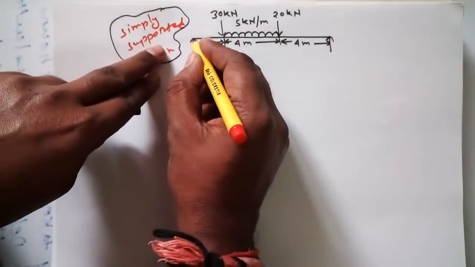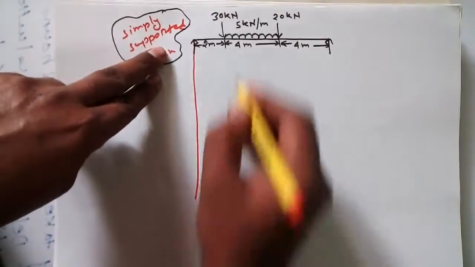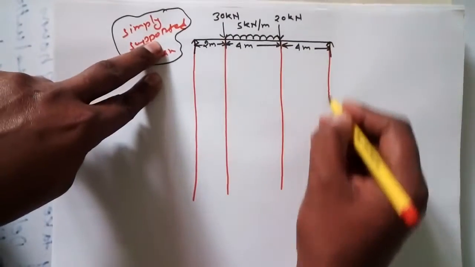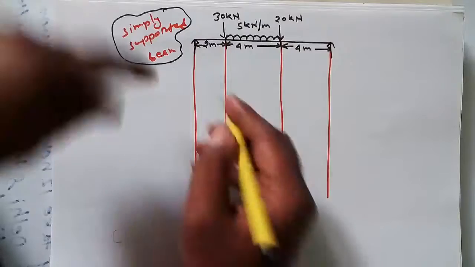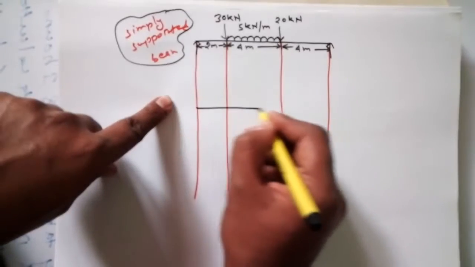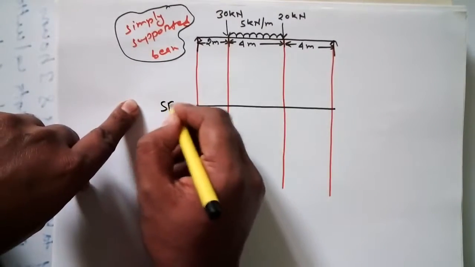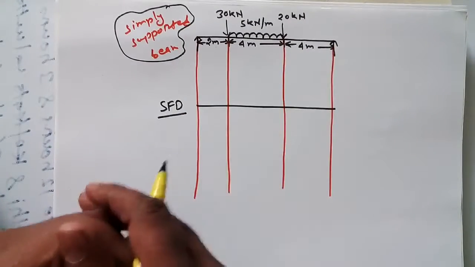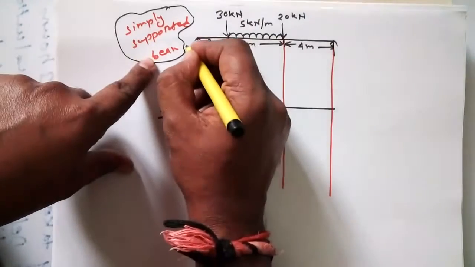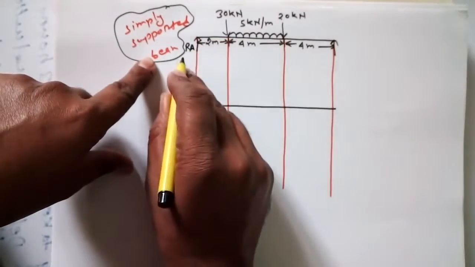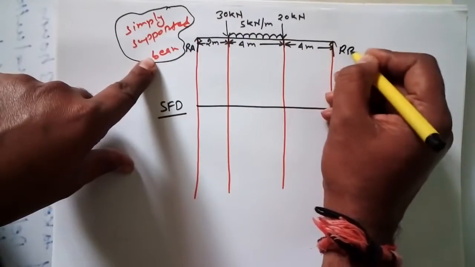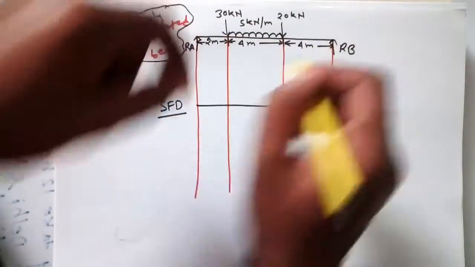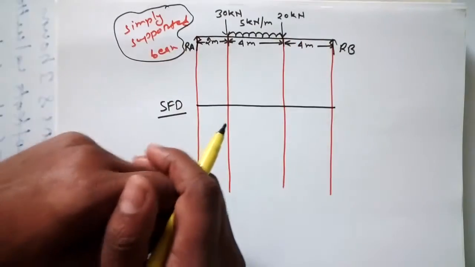So let me first extend these lines, so that I can draw the shear force and bending moment diagrams for this question. I'm taking this as a reference line, and this as a reference line, and here I'm going to draw the shear force diagram. First of all, I have to find out the reaction forces. Here let me take reaction force A, and here reaction force B.